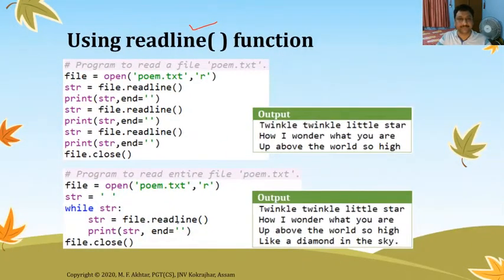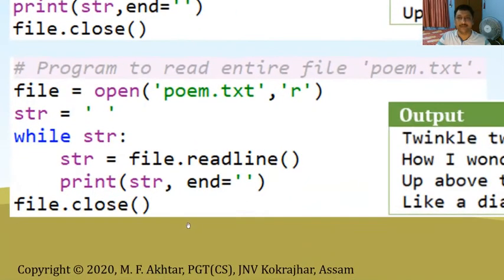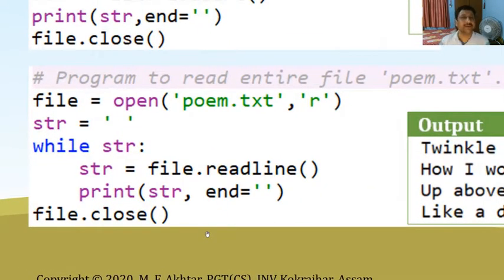Okay, now see the second program. The second program is given here: program to read the entire file poem.txt. Last time we also did the same thing. This time again we are doing the same thing, but with the readline function. Previously the program was with the read function. This is the readline function. Now if we want to use the readline function, then these are the steps to read the entire file.